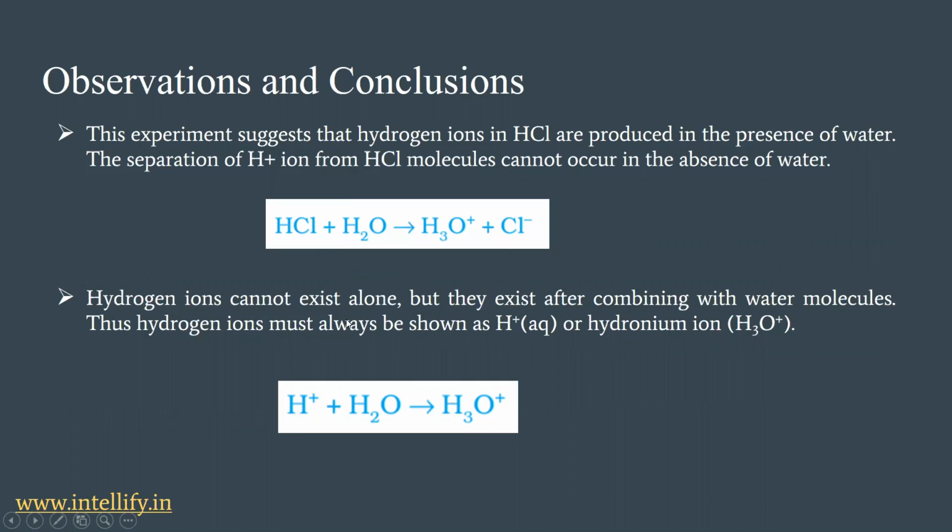Hydrogen ions cannot exist alone, but they exist after combining with water molecules. These hydrogen ions must always be shown as H+(aq), that is in aqueous form, or as hydronium ion. Okay, so hydrogen ion plus water will get you hydronium ions.